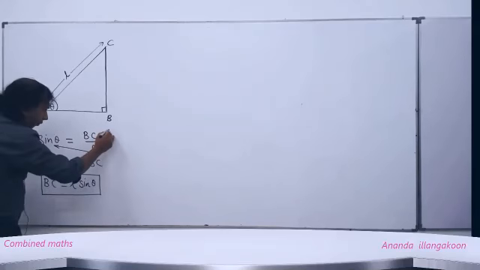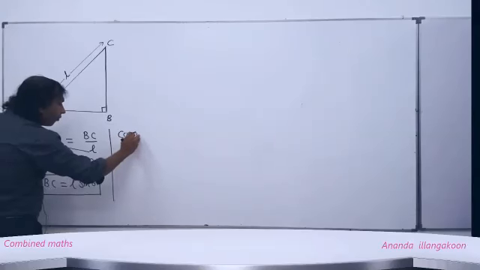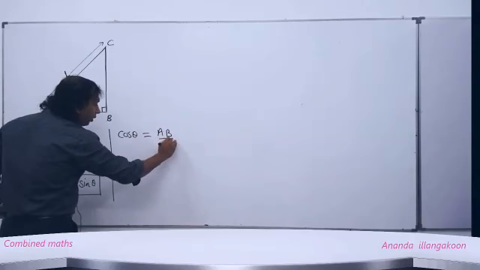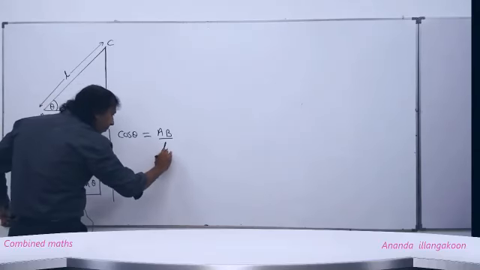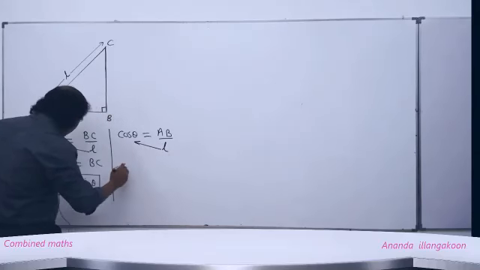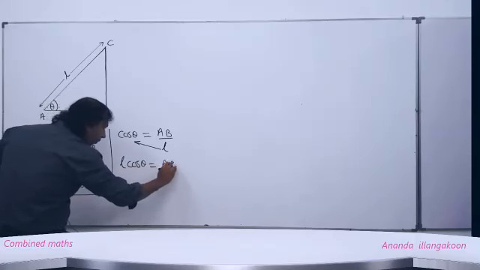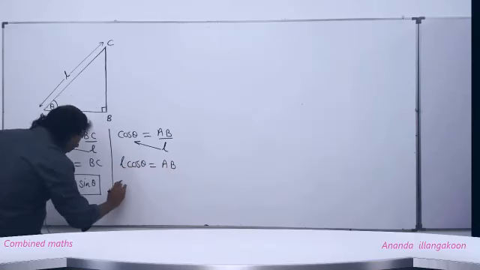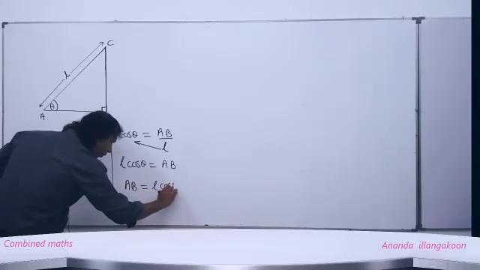Next one. We can write cos theta. Cos theta is adjacent side AB divided by the hypotenuse AC. AC is L. Then using cross multiplication, we get, people, L cos theta is equal to AB. AB equals L cos theta.